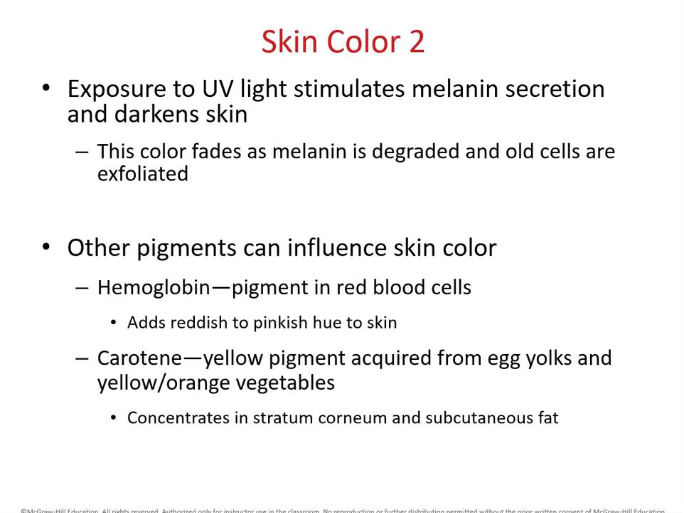We have a couple other pigments that can influence skin color. So hemoglobin is the red pigment in red blood cells. And when capillaries are close to the skin surface, skin can have a pinkish or a reddish color. We also have carotene. Carotene is a yellow pigment that we see in egg yolks. We also see it in yellow-orange vegetables such as carrots and sweet potatoes. Believe it or not, eating a lot of those yellow pigmented vegetables can change your skin tone.